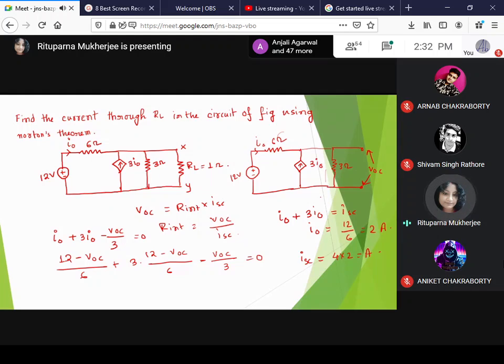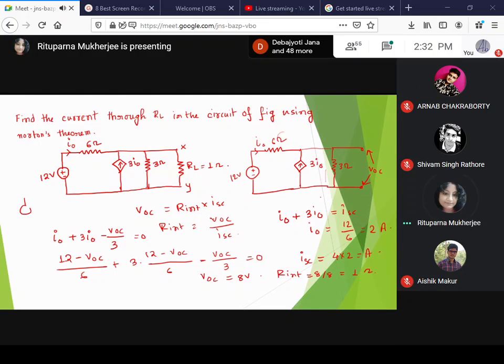So is there any doubt? No, ma'am. Then you can easily find the value of VOC. I already told you it's 2:30 and another class will start. So here you will find that VOC is 8 volt. Then you can easily calculate Rin. Rin should be equal to 8 by 8, that means 1 ohm.